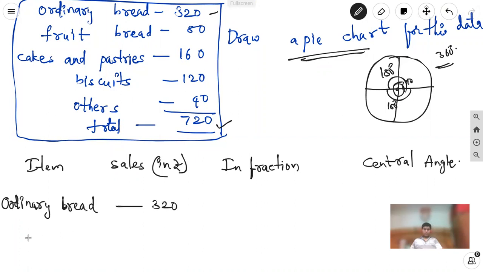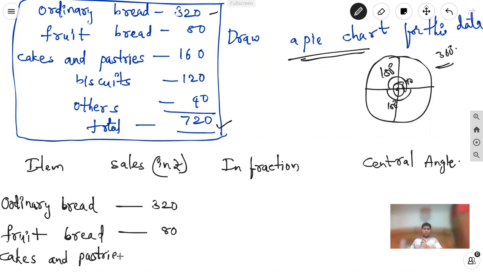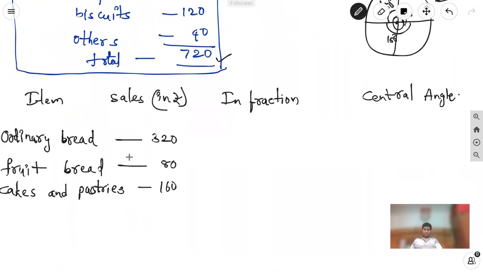320 rupees, fruit bread. 80 rupees, cakes and pastries. 160 rupees, biscuits. 120 rupees, others. 40 rupees.